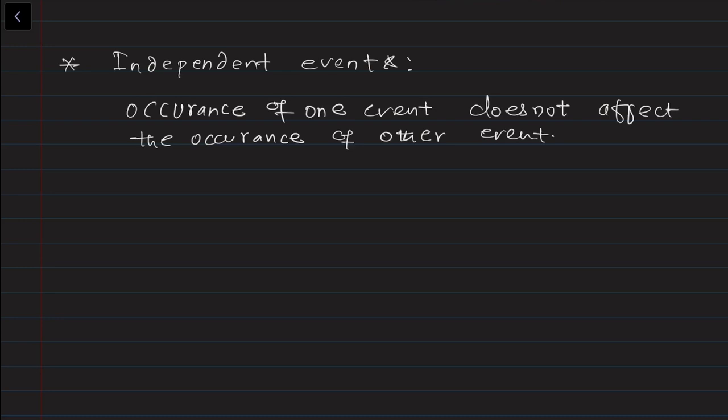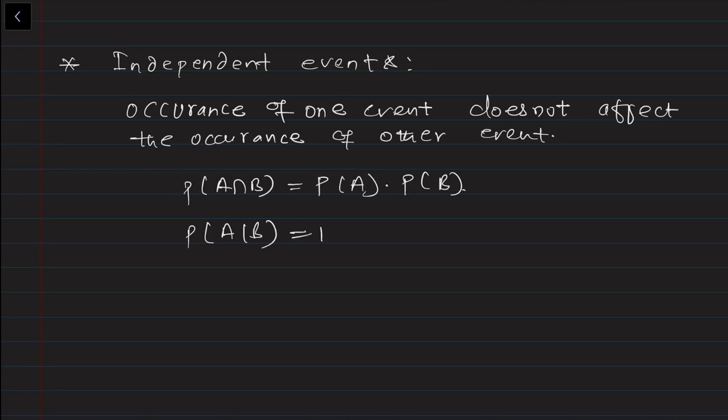Okay, so in this case, the probability of A intersection B equals probability of A times probability of B, the product of the individual probabilities. Now, probability of A given B will also be the probability of A, the individual probability. Why? Because it does not matter whether the event B has occurred. These two are independent, right? So this is simply the probability of event A.